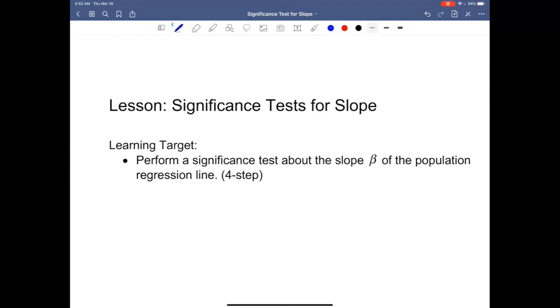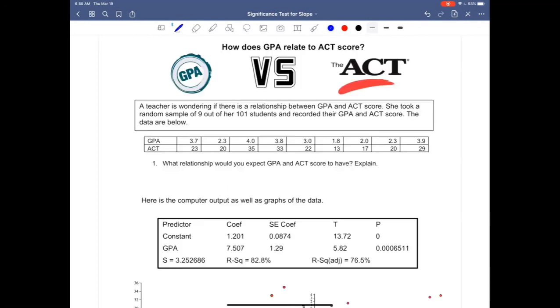Now we only have one learning target here, and that's to perform a significance test about the slope beta of the population regression line, and we're going to do that using the familiar four-step process. So you can expect to see state, plan, do, conclude.